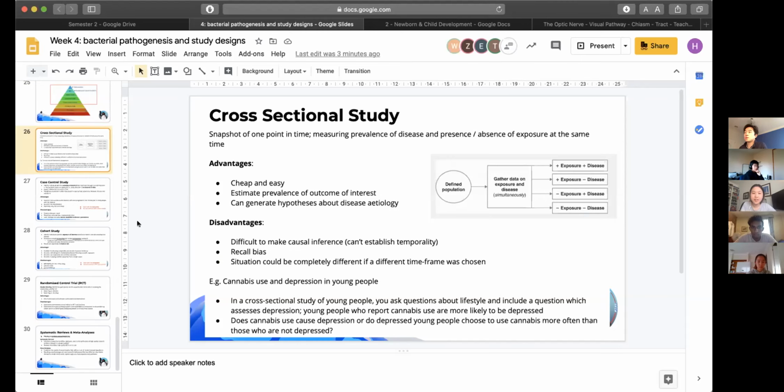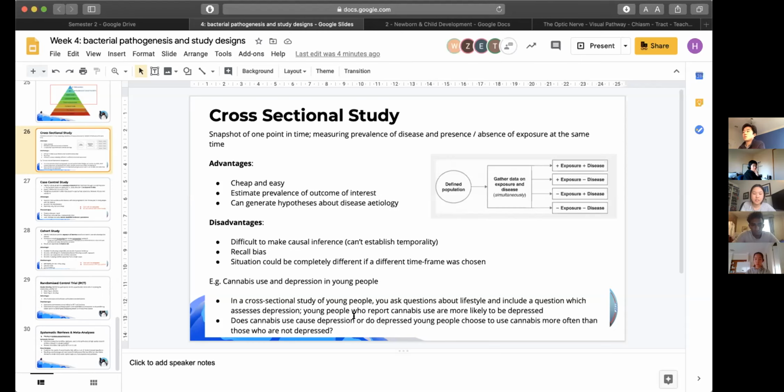So advantages, very cheap, easy. When you're doing the assignment, one of the factors that you're going to have to consider is the expense, right? You don't want to be conducting multiple studies that require lots of resources and lots of money, when there could be a cheaper and easier way of doing it. Basically, the main disadvantage though is that it's very difficult to establish causality. You can't establish temporality with a cross-sectional study.